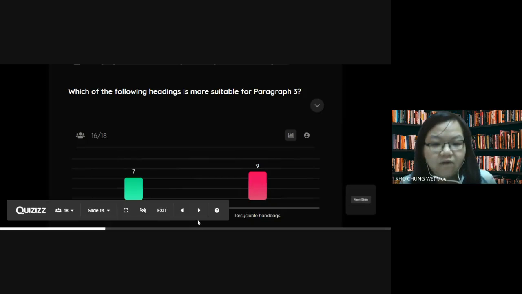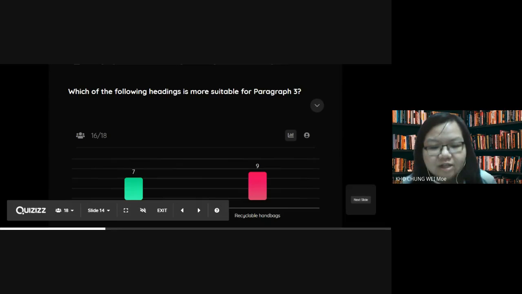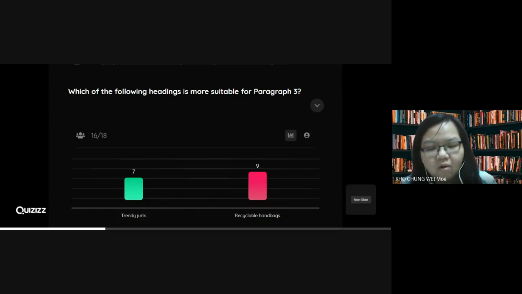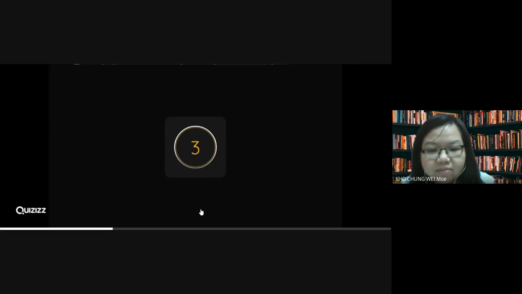All right. So for paragraph 3, recyclable handbags is not a suitable title because it doesn't reflect the content of this paragraph, whereas trendy junk is more suitable because the whole paragraph is about turning old car number plates, which are rubbish, junk that people do not want anymore, into fashionable accessories. So hence the word trendy. Okay? So I hope I'm clear on that. So let's move on.